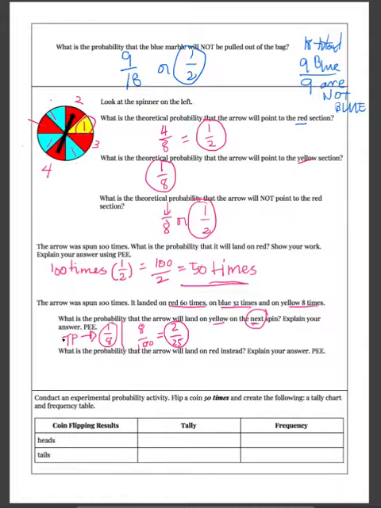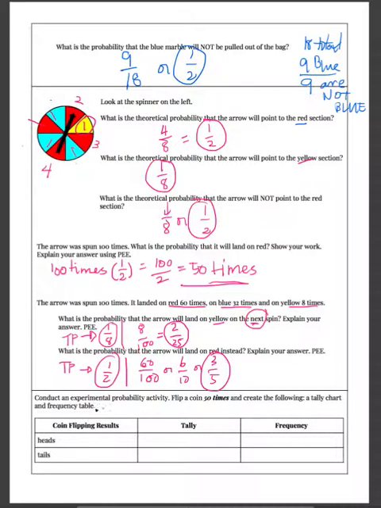1/8. Okay. What is the probability the arrow will land on red instead? So if we're talking about theoretical probability, it would be 1/2 because the arrow was not yet spun. But if we were to base it on the results, that would be 60 over 100 or 6 over 10 or 3/5. Okay, 3 out of 5.